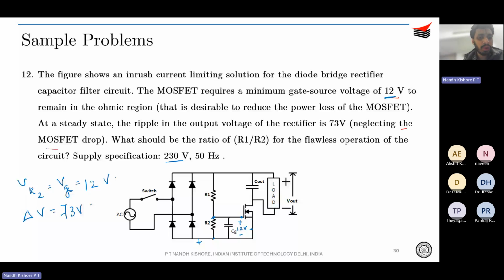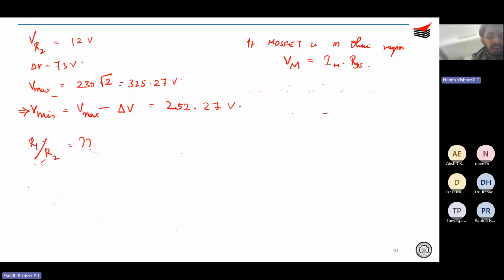So they're asking us to find out what R1 by R2 is. Since it's a proper resistor divider, you know that R1 by R2 is equal to VR1 by VR2, correct? The voltage across R1 divided by the voltage across R2. So if you find VR1 by VR2, you get the answer, correct? You know what VR2 is? VR2 is 12 volts. So we just need to find VR1. If we find VR1, we know the answer, correct?